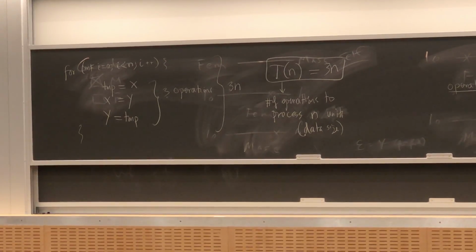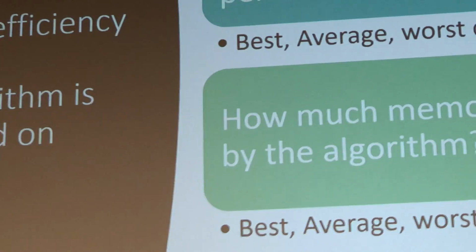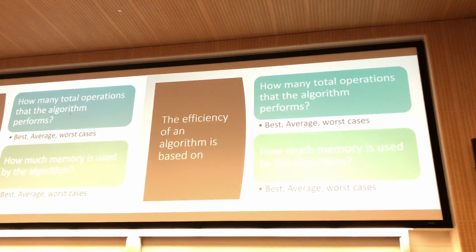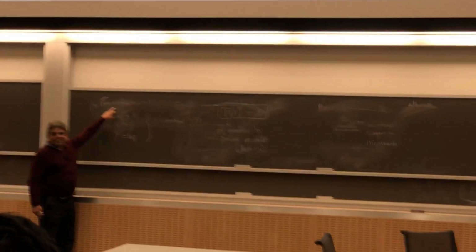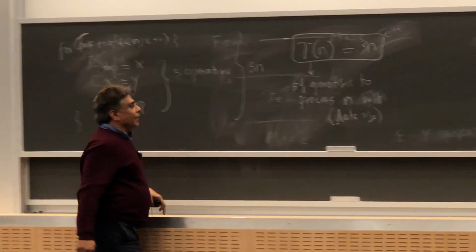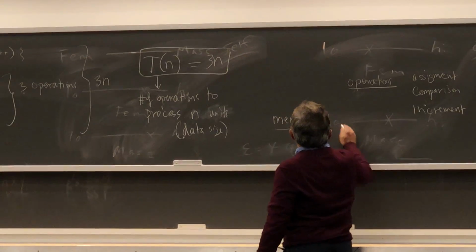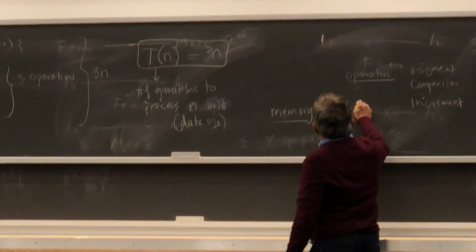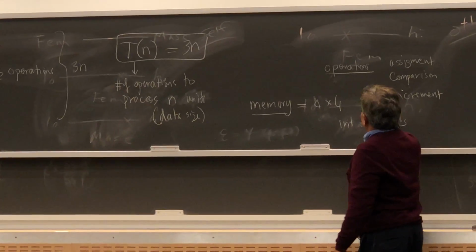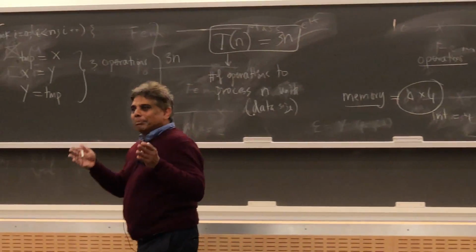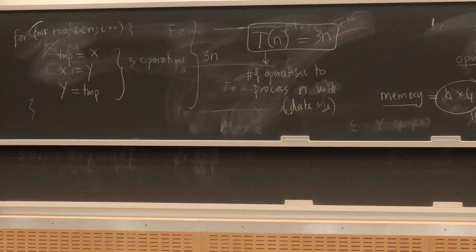And then we ask the question, how much memory is used by the algorithm? In terms of the memory, I think if you assume that temp is an int, x is an int, y is an int, and i is an int, so there are 4 variables. The amount of memory used by that program is like 4 times 4, because an int is 4 bytes. So it uses 16 bytes of memory, because i and temp and x and y all contribute to the memory, right?